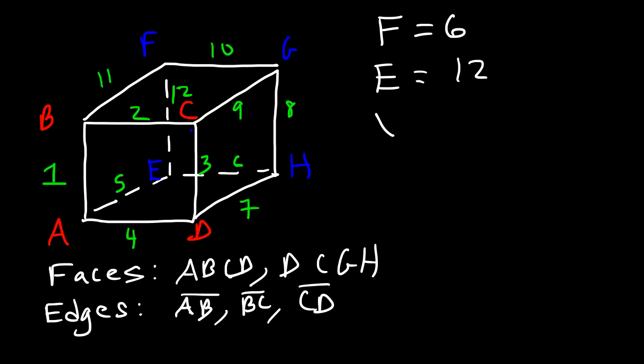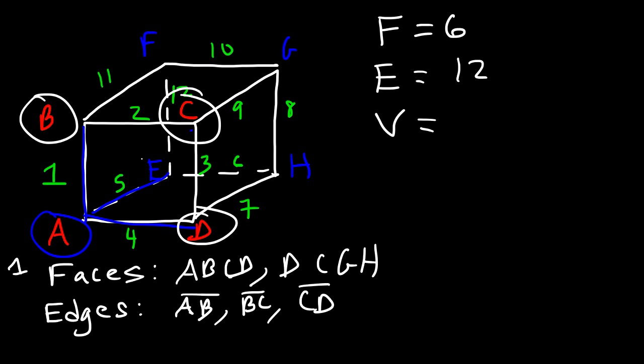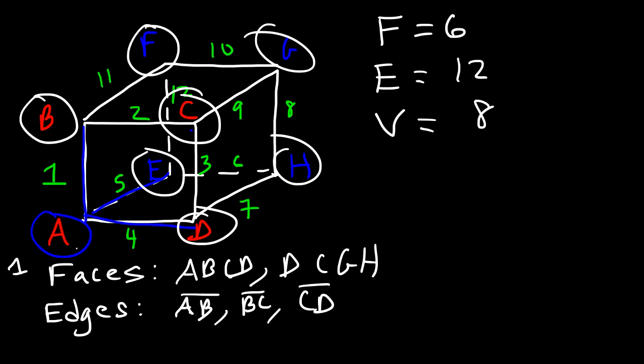Now what about the vertices? How many vertices does it have? So in a cube, you can identify a vertex where 3 edges meet. So A is a vertex. So it's one of the vertices. So this is 1. B is another one. That's 2, 3, 4, 5, 6, 7, 8. So there's 8 vertices in a cube.